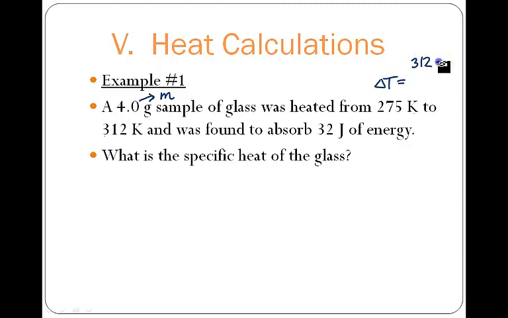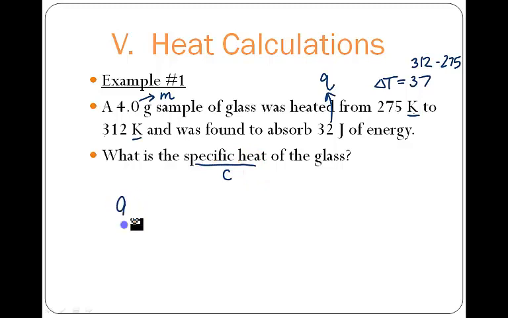So we do 312 minus 275. Let me bust out my calculator here. That's 37 degrees. Now notice that these are both in Kelvin, but we can still just find the difference between them to find our delta T. And it's going to absorb 32 joules of energy, that is our Q. And we're trying to find the specific heat capacity, C, of the glass.